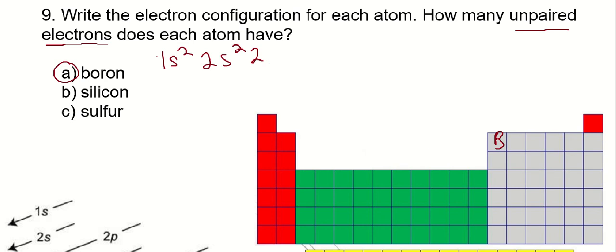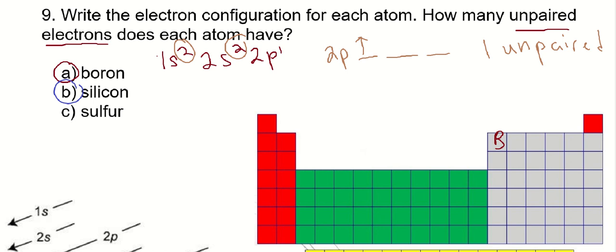Let's draw the energy diagram, or just the sublevel for the 2p orbitals. So 2p orbitals, there's 3 of them, and boron only has 1 electron in that sublevel. So all the other ones are going to be empty. It's going to have 1 unpaired electron. 1 unpaired.